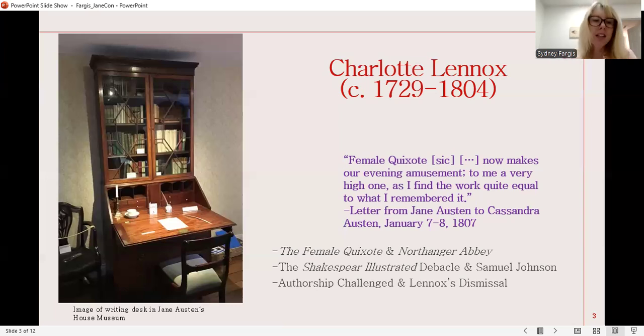Totally unrelated. We have this image of a writing desk that I took in Jane Austen's House Museum, but it is fun to imagine that all of the women writers I'll be discussing in this talk would have had a similar setup or a setup of some sort that would look something like what you see in this photo.